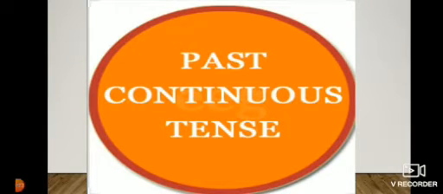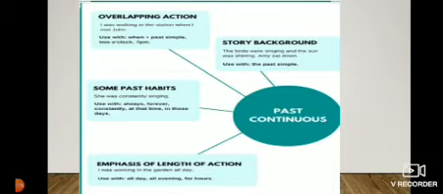Past continuous tense. It is used when actions are overlapping, when two actions are taken simultaneously, like I was walking to the station when I met John. Meeting John and walking to the station, two actions were taken, right? But one action is in past continuous, another in simple past tense. Some past habits also, like I was constantly singing, always, forever, constantly.